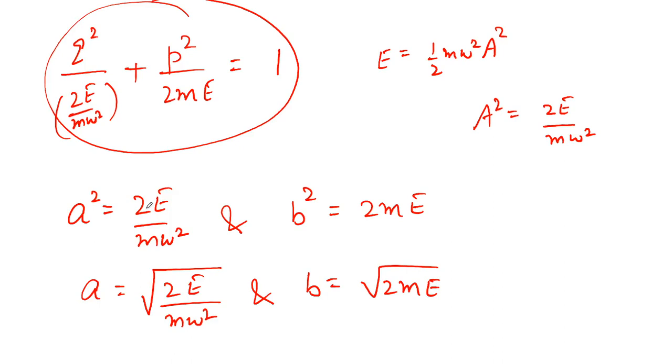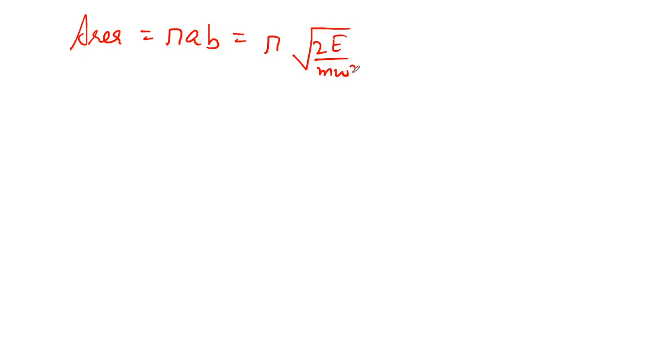Okay. So once we find out the values of a and b, from that we can find out the area of the ellipse. So that comes equal to pi into a into b. So this area comes equal to pi into a into b. So pi into a, that is equal to 2E over m omega squared into under root of 2mE. So this comes out to be 2 pi E over omega.